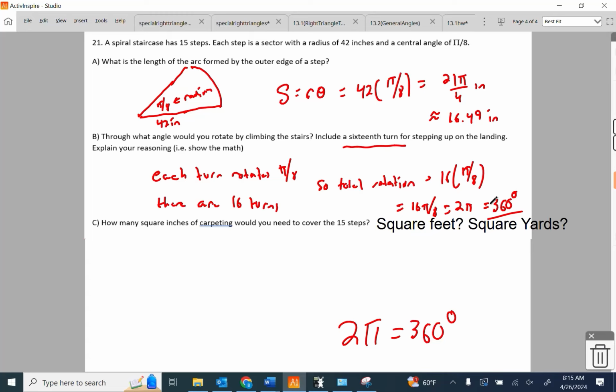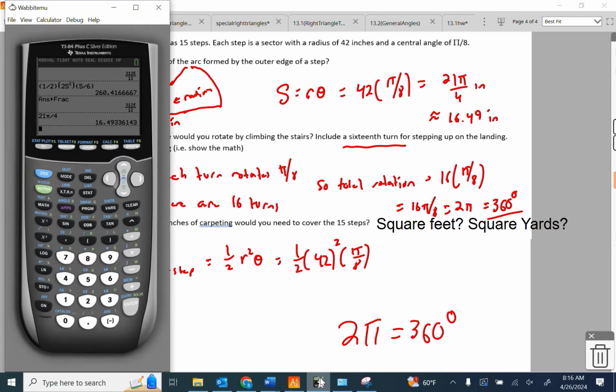All right, how many square inches of carpet would you need to cover the 15 steps? So I need area. The area of a step is going to be 1/2 r squared theta. The radius is 42 inches, and that's got to be squared, and the angle was pi over 8, I think. Let's just do this in exact form. We've got a 1/2. We've got a 42 that's squared. Then we got a pi over an 8.